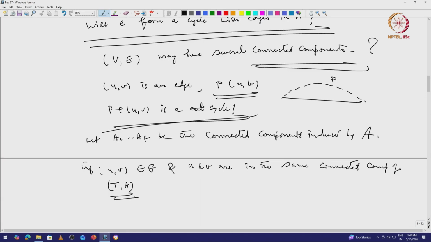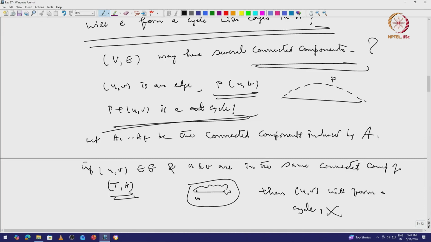Because U and V are in the same connected component, it is like this. This is the connected component, this is U and this is V, there is a path and this edge. Then UV will form a cycle. In fact, this is the reason why this edge would be ignored, because it is forming a cycle.